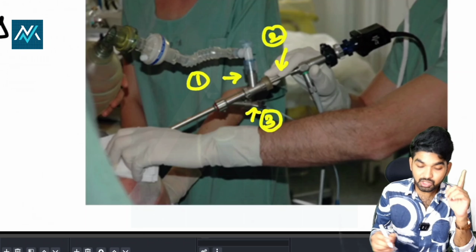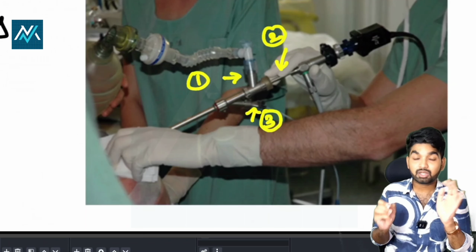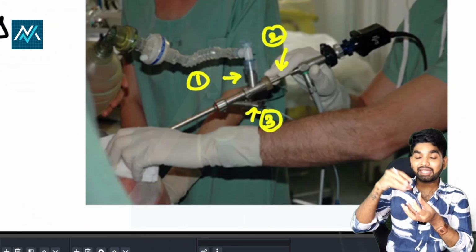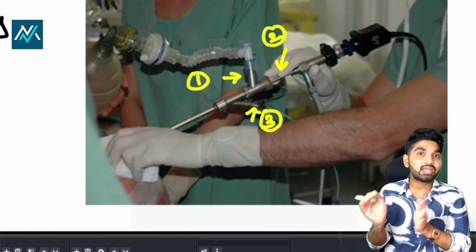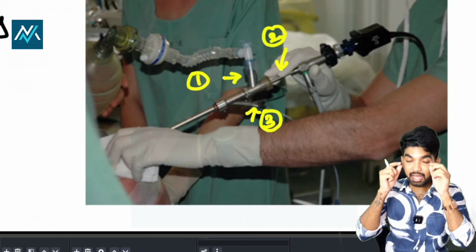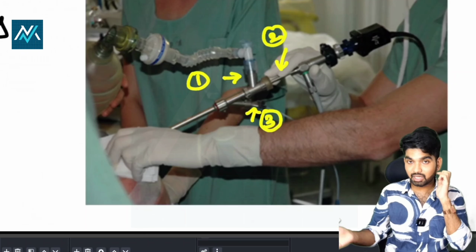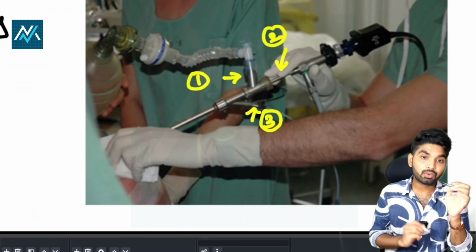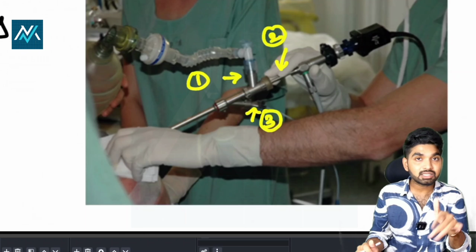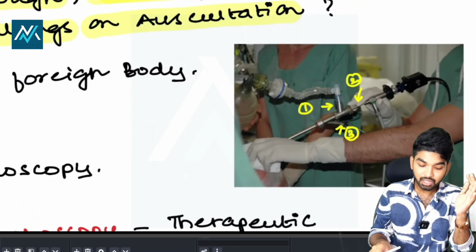Number one, the first one which I have highlighted here. Can you see they have connected it to an oxygen source? We can also connect it for anesthesia gases. So that port is for gases, oxygen or anesthesia delivery, during the bronchoscopy. The second port is the eyepiece, where I insert the eyepiece and operate it. The third one is the suction port. The secretions I get in between the procedure, I will suction out. So these are the three important ports in a rigid bronchoscope that you need to know for your exam. Clear? Okay.